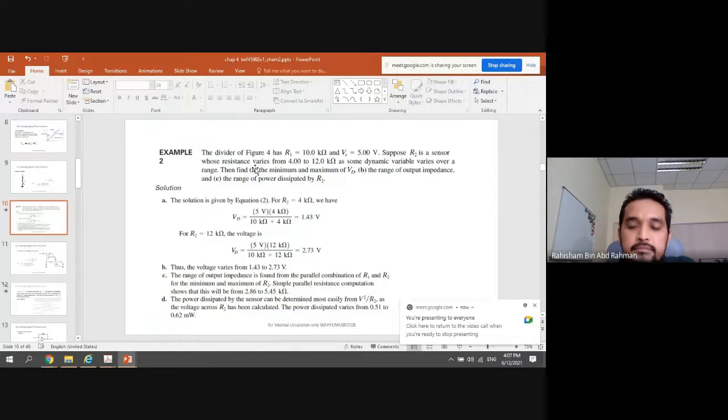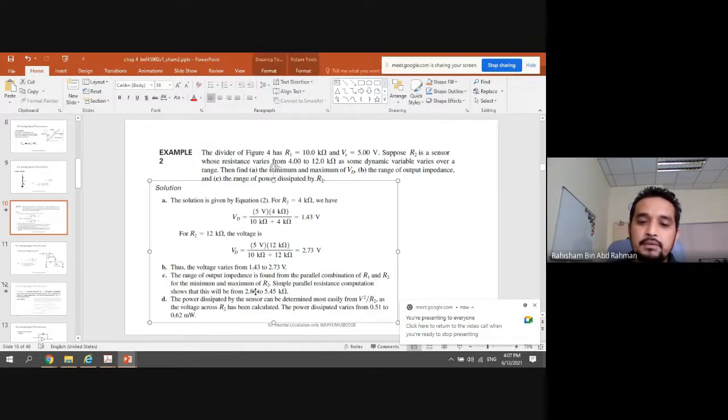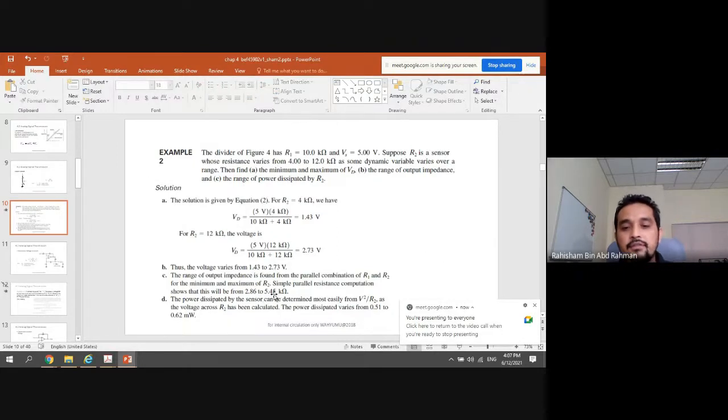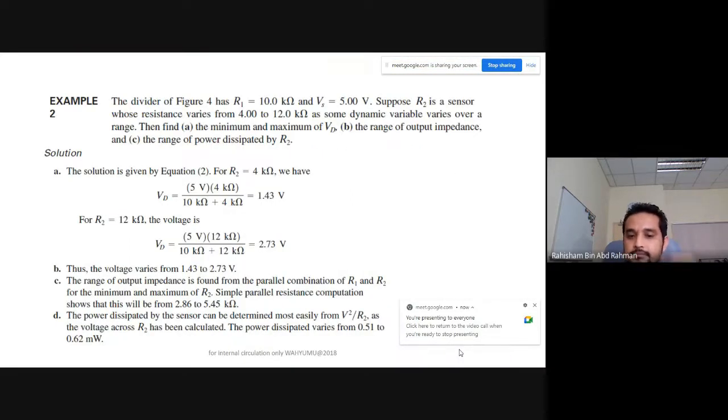This one. Cepat. Whether you've got this one or not. 286, 545. Boleh? Volunteer? Two resistors in parallel. How? How do you calculate two resistors in parallel to get the output impedance?